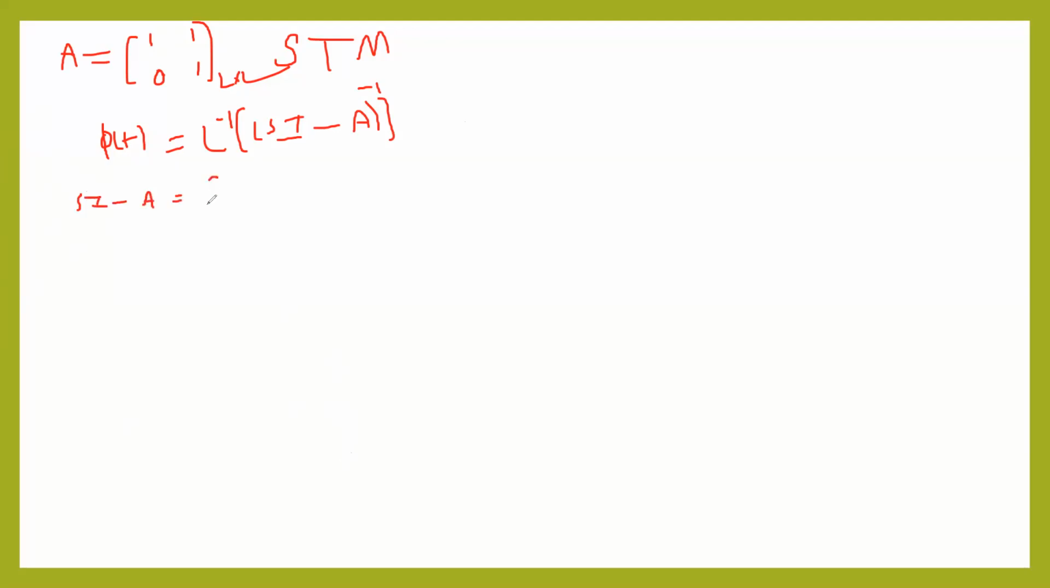Since A is a 2x2 matrix, the identity matrix is 1 0 0 1, multiplied by s gives s 0 0 s, minus A. What is the A matrix? 1 1 0 1. Then s minus 1, 0 minus 1, 0 minus 0, so it is 0, and s minus 1.